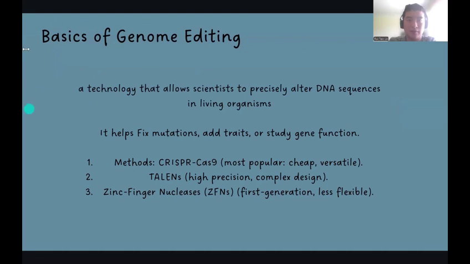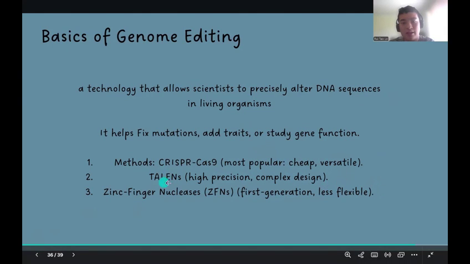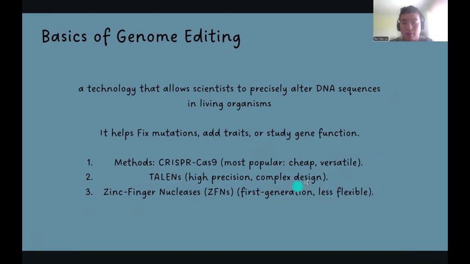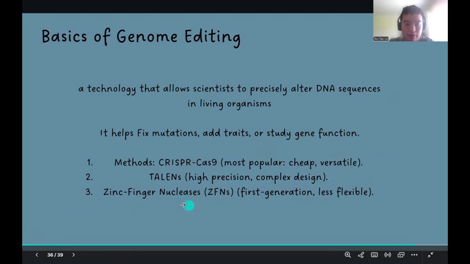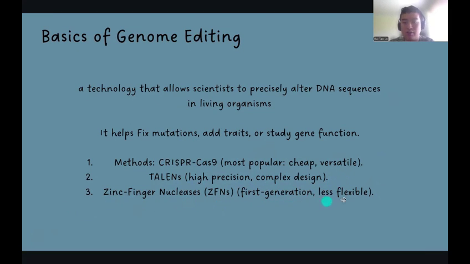So here is the last topic: the basics of genome editing, a technology that allows scientists to precisely alter DNA sequences in a living organism. It helps fix mutations and traits or study gene functions. Methods: CRISPR-Cas9, which you probably know is the most popular, cheap, and versatile; TALEN, high precision but complex design; and zinc finger nucleases, first generation and less flexible.